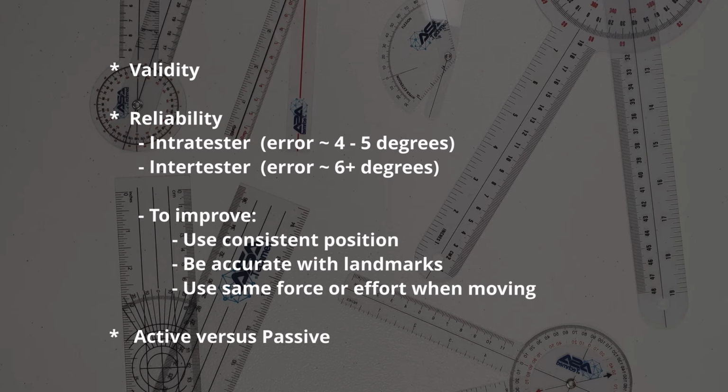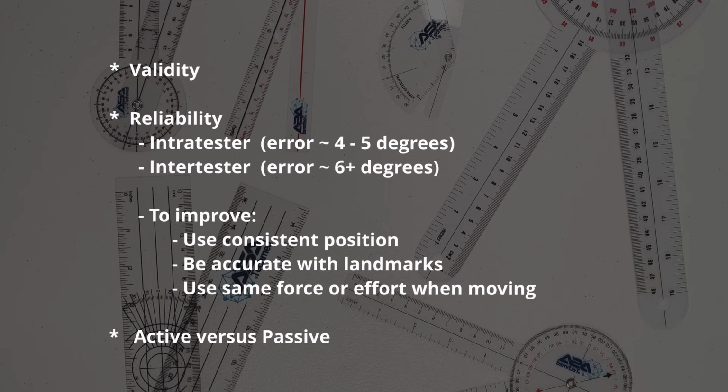We are also concerned with the test's reliability. Reliability refers to the amount of consistency between successive measurements of the same variable under the same conditions. A number of studies have been done looking at the reliability of goniometry. Research has shown there's at least a 4 to 5 degree error in any goniometer measurement. This increases slightly when we talk about measurement between clinicians.